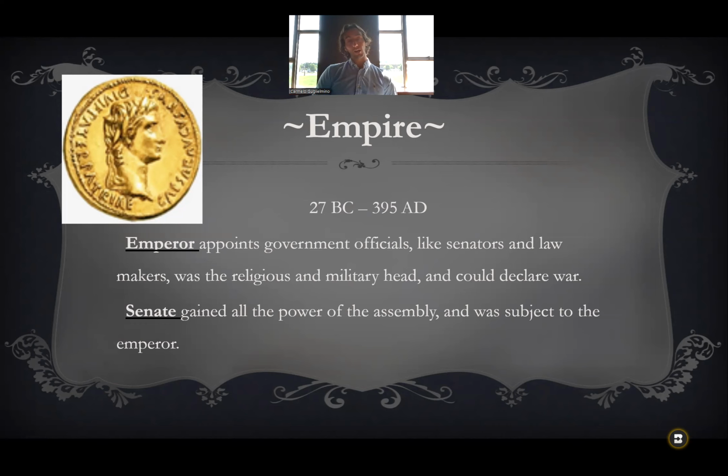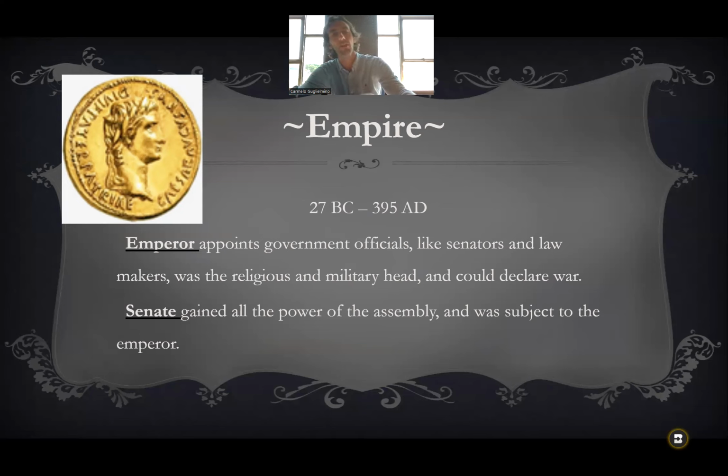So you can see here how the emperor has absorbed a lot of the power of the assembly and the power of the Senate. And the Senate, however, gained all the power of the assembly and was subjected to the emperor. So you've had this kind of shifting of power. A lot of the responsibilities of the Senate got absorbed into the emperor's power, whereas the assembly got absorbed into the Senate. Now, that is the sequence of the Roman government.